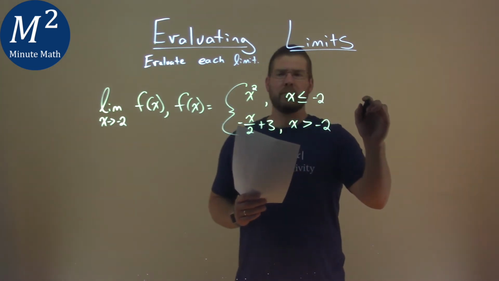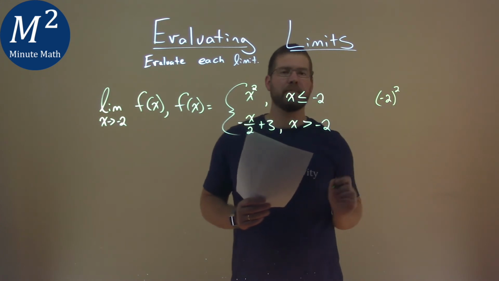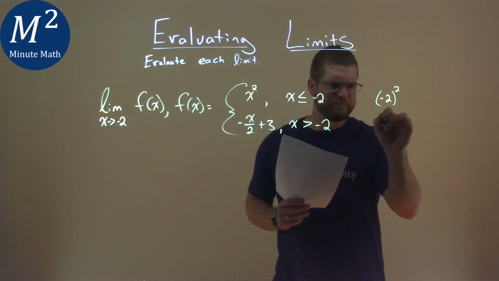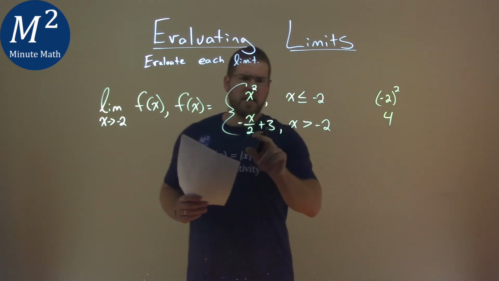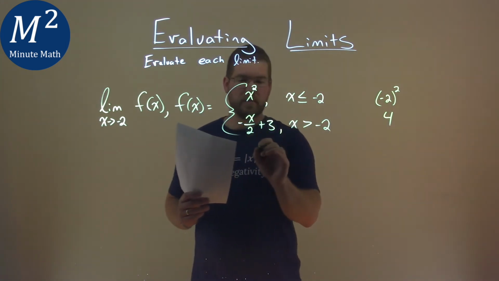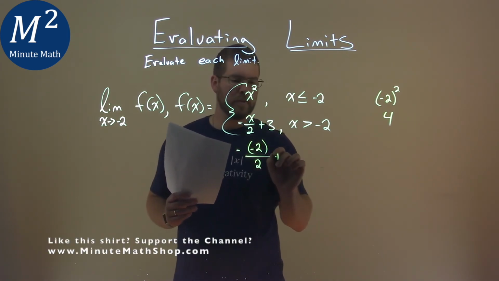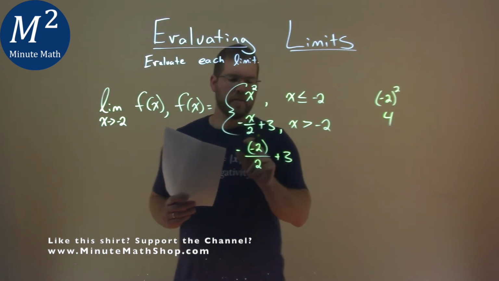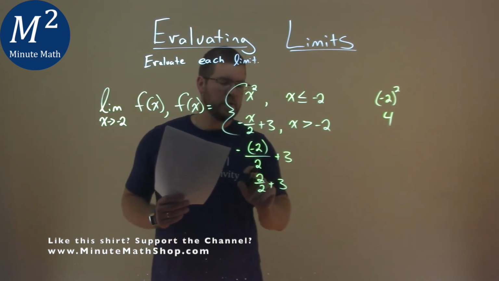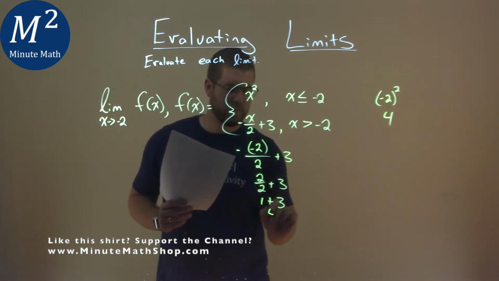What happens when we plug a negative 2 in for x? We have negative 2 squared. That's easy. Negative 2 squared is, well, positive 4. Now the second equation, we'll see the same thing. Negative 2 in for x, so we have negative 2 over 2, negative out front, plus 3. Negative and negative make it a positive, so we have positive 2 over 2, plus 3. And 2 over 2 is 1, plus 3, and 1 plus 3 is 4.